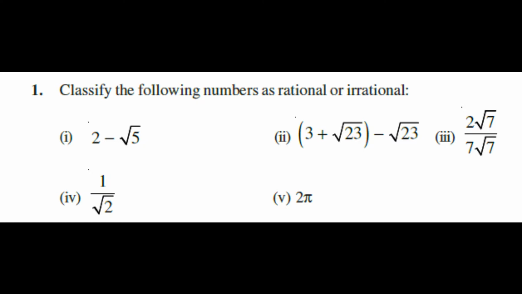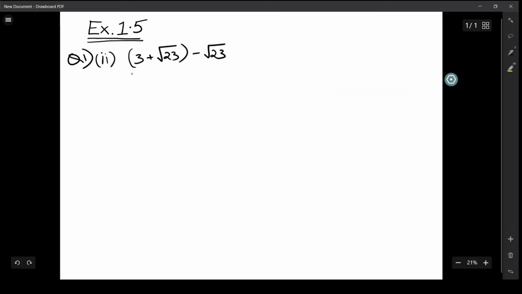Now the second part of this question is 3 plus under root 23 minus under root 23. Now the second one, when we simplify this, we open the bracket, the root 23 cancels itself out and we get the number 3. Now just the number 3 by itself is definitely a rational number.